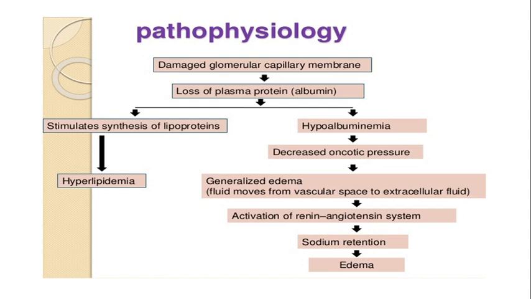So the liver produces proteins in the form of lipoproteins, which is a combination of lipids with proteins. When these lipoproteins dissociate into lipids and proteins, the lipid level in blood increases. This is what you call hyperlipidemia. So now we'll see how nephrotic syndrome is diagnosed.